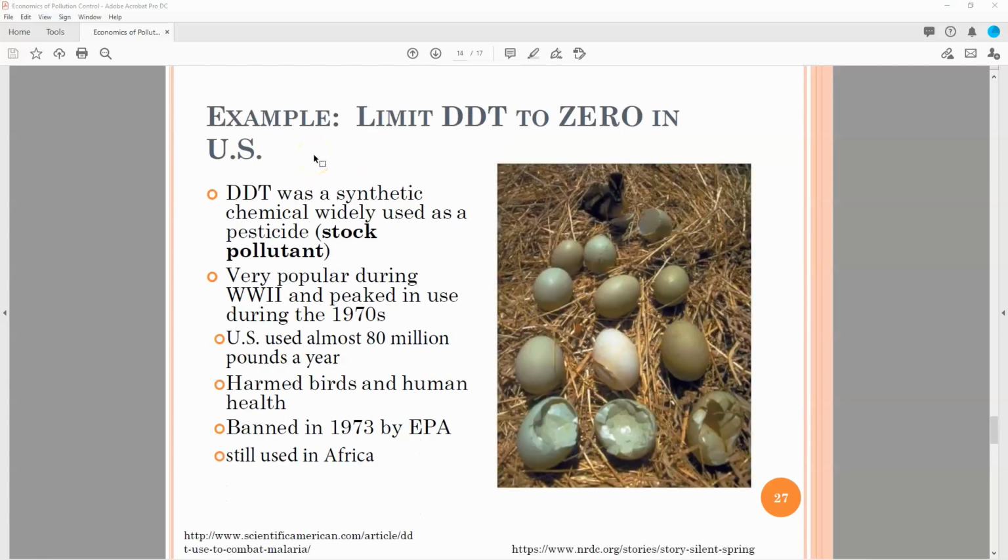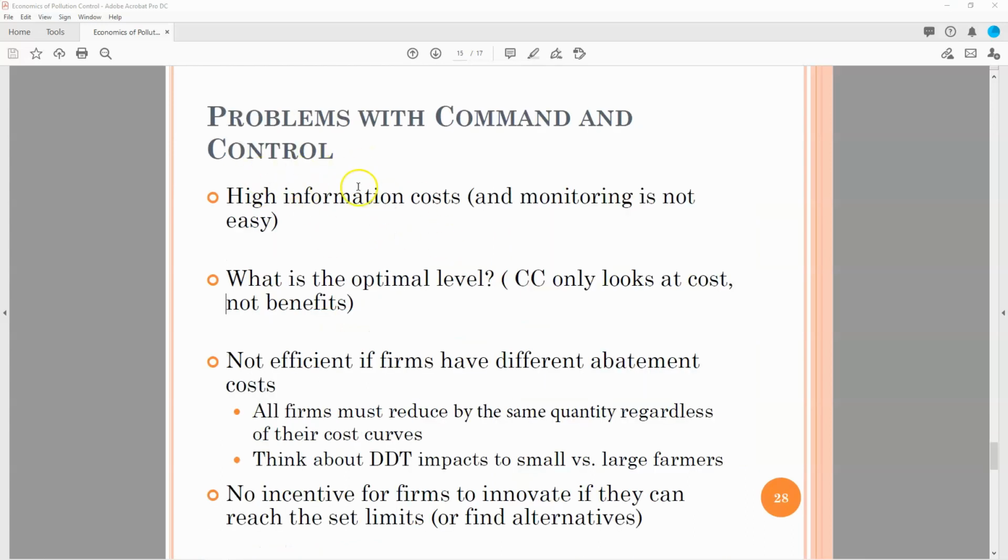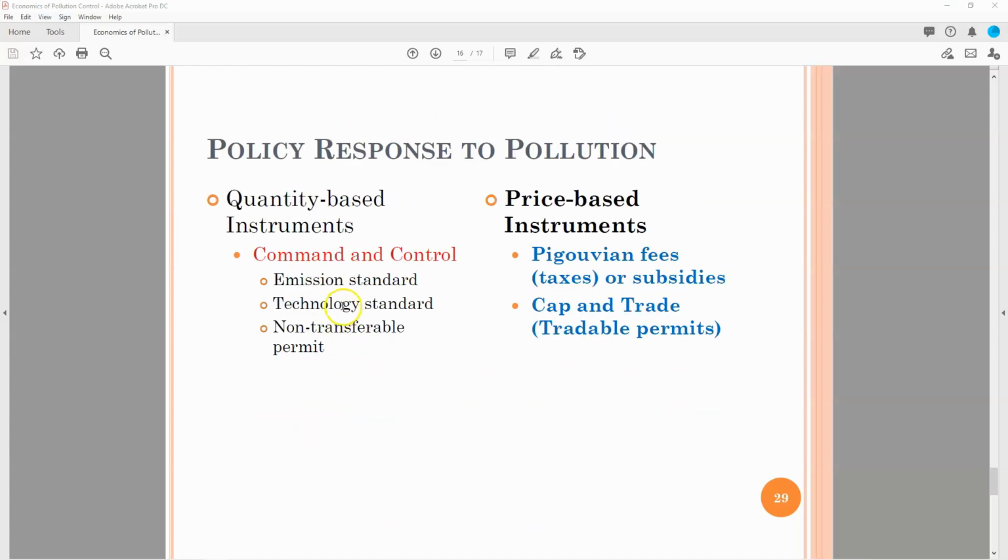It is a very useful and straightforward method to control pollution. But on the other hand, there are some problems with this method in real life. In the next video, we will talk about the price-based instruments.